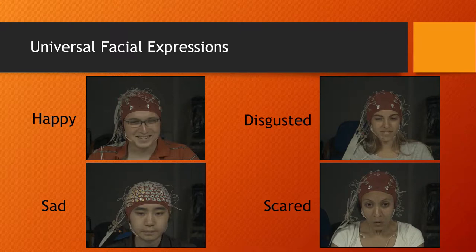All people have a shared set of facial expressions that make reading emotions universal. That's how we can tell another person's emotional state, such as the following expressions observed during this study.